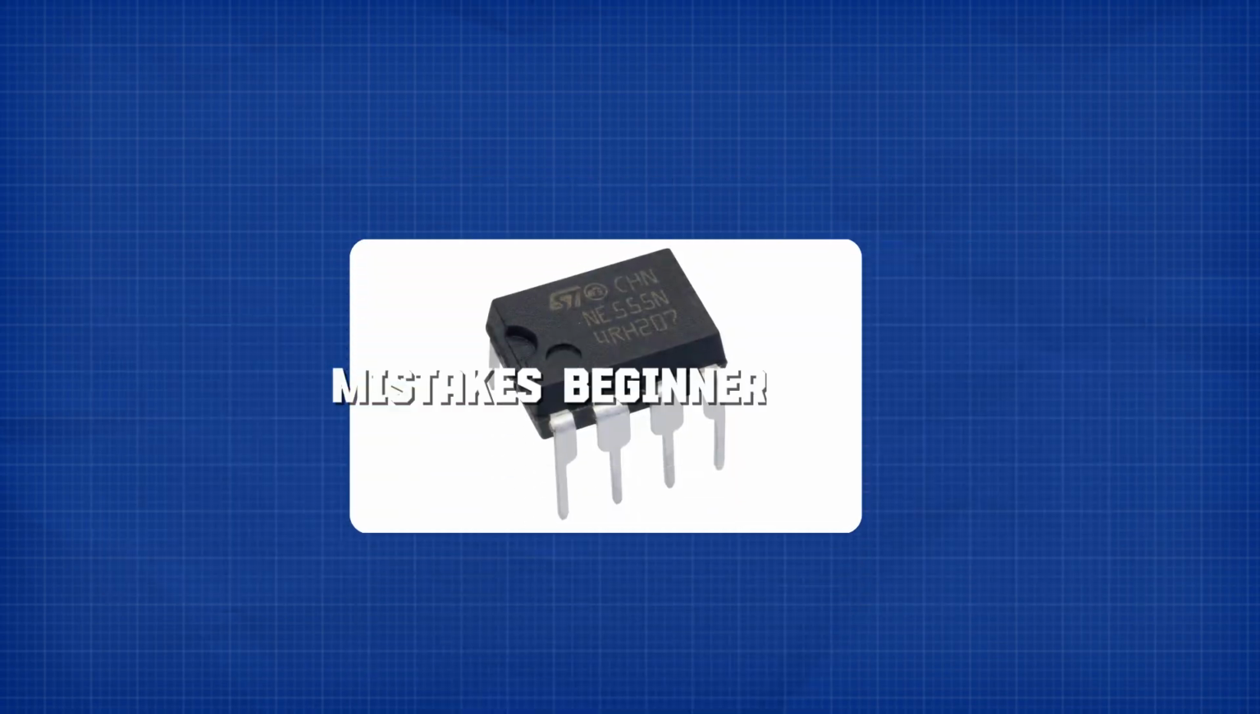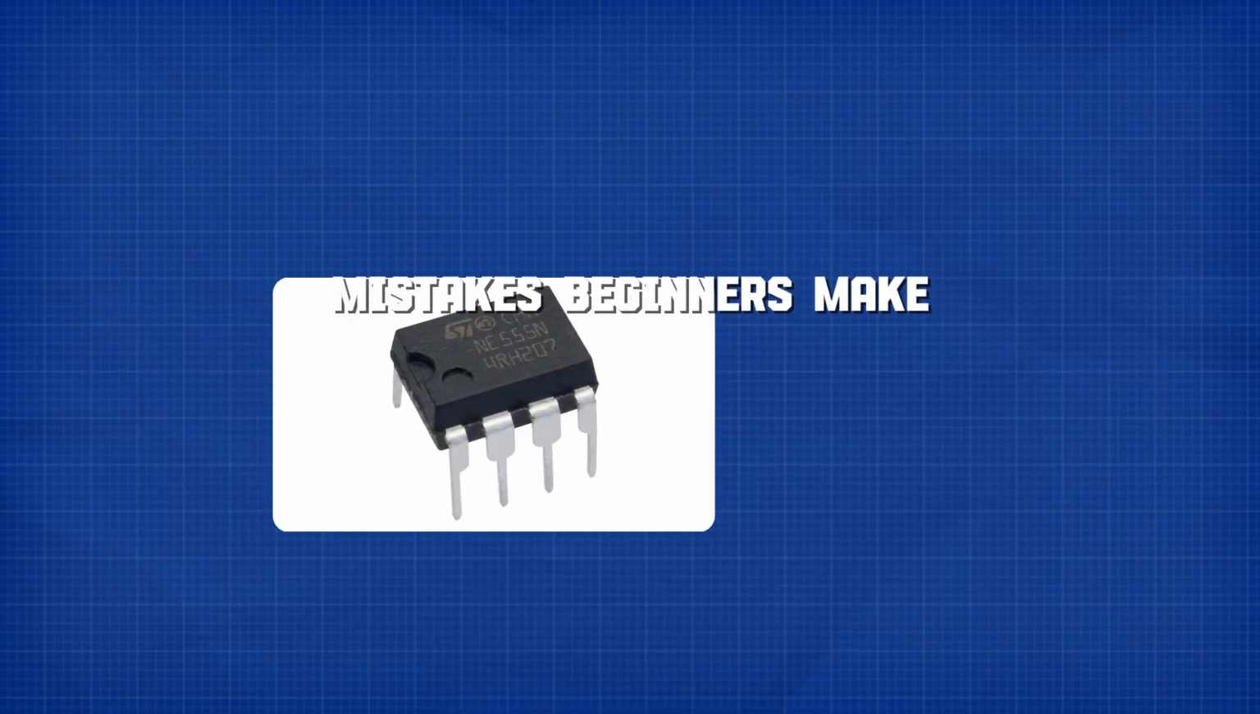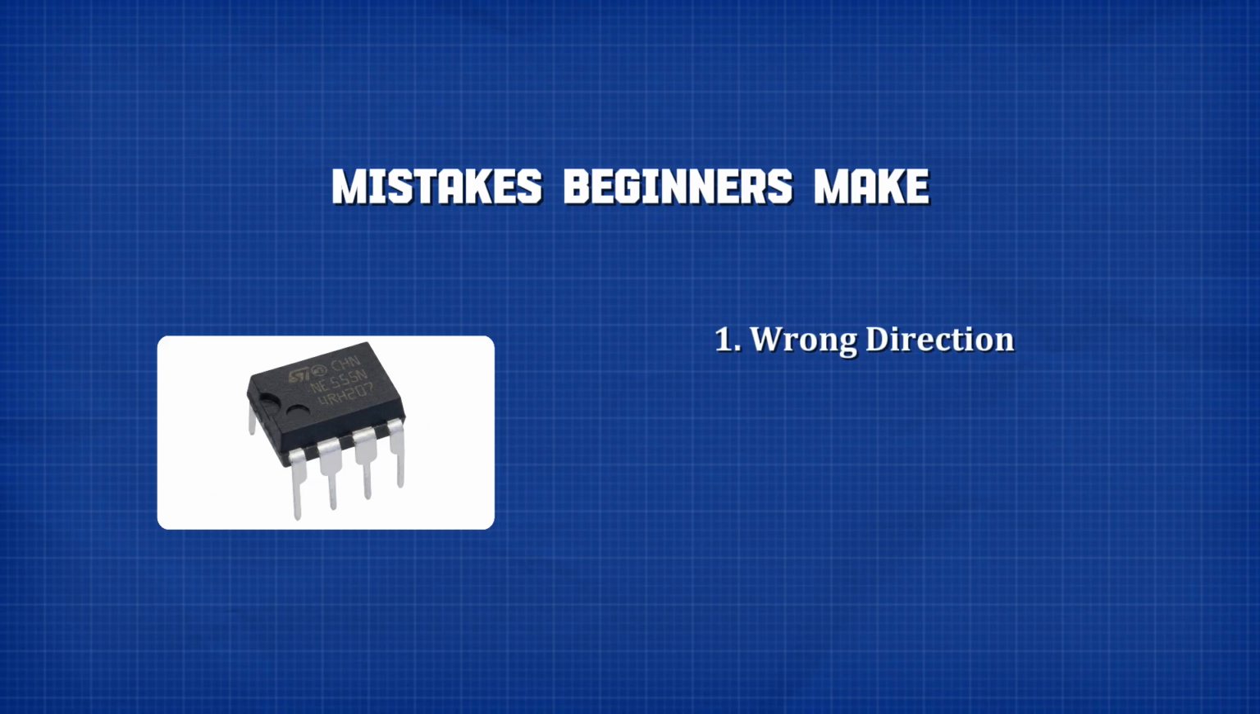So now let's talk about some mistakes beginners make with the 555 timer. The first mistake is connecting the IC in the wrong direction. The 555 timer has a notch or dot that indicates the direction of pin 1. If you rotate the IC wrongly, the circuit will not work, and the IC may get damaged. The second mistake is leaving pin 4 floating. Pin 4 is the reset pin. In many simple circuits, it should be connected to the positive supply so the IC can run normally.